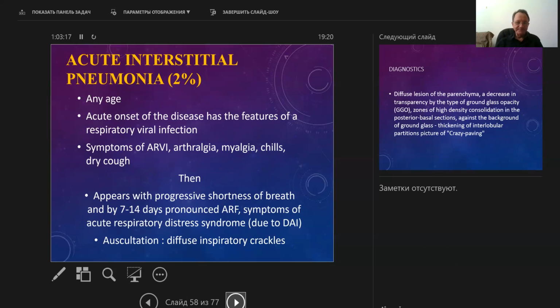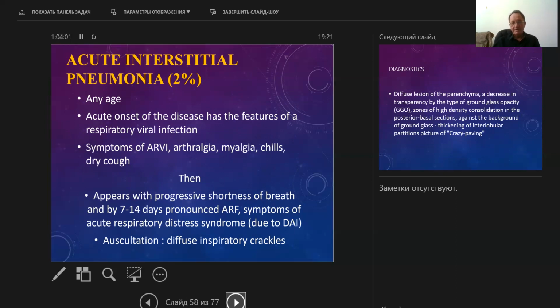Acute interstitial pneumonia. It accounts for about 2% of idiopathic interstitial pneumonias, affecting any age. Acute onset of the disease has features of a respiratory virus infection: symptoms of acute respiratory virus infection, arthralgia, myalgia, chills, and dry cough. By the way, in my opinion, virus infection in case of acute interstitial pneumonia is a very important trigger.